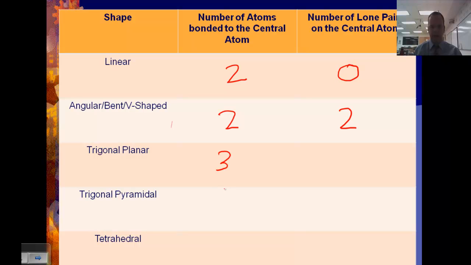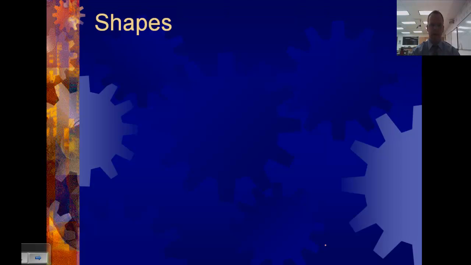Trigonal planar and trigonal pyramidal each have 3 things bonded to the central atom. Planar has no lone pairs on the central atom. Pyramidal has 1. The tetrahedral, 4 things bonded to the central atom. Once again, no lone pairs. There are other shapes that exist that have expanded octets where you have more than 8 electrons around the central atom, but for this course we will just be focusing on these 5 shapes. So let's look at some examples.